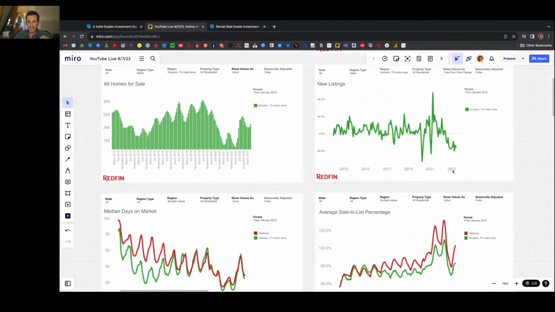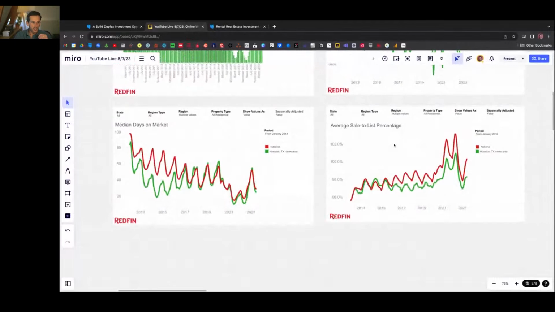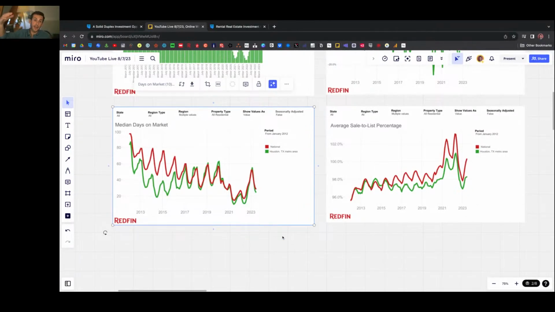I'm going to skip down to these last two things because I think they're really important. When we talk about any individual market, we want to think: if I like this deal, which we're going to analyze in just a minute, do I have to bid over asking? That's what was going on for years, right? Or can I bid under asking? Who has the power in this negotiation? When median days on market are high, buyers have the power. When it's low, sellers have the power.